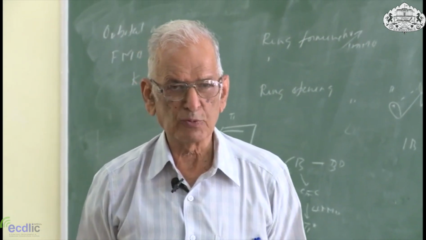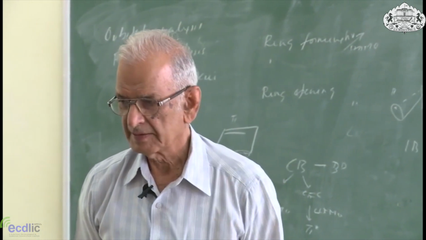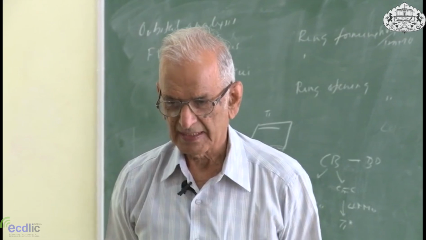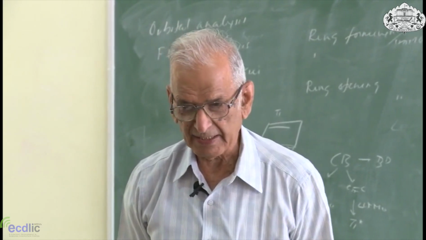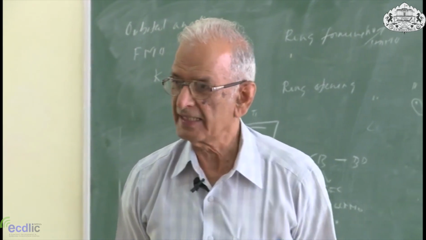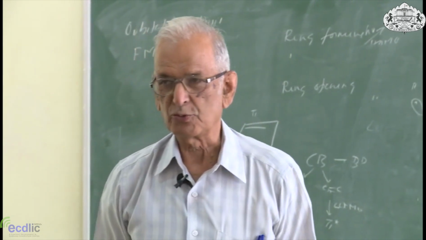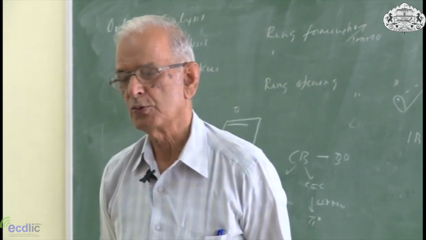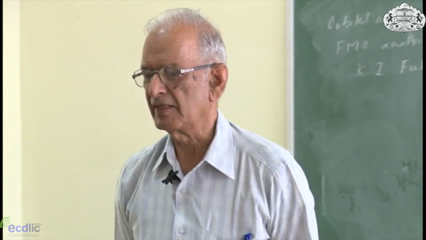If I multiply two numbers which are positive, my answer is positive. If I multiply two numbers which are negative, my answer is still positive. But one positive, one negative, answer is negative. So two bonding is allowed, two anti-bonding is allowed, one bonding, one anti-bonding is disallowed.